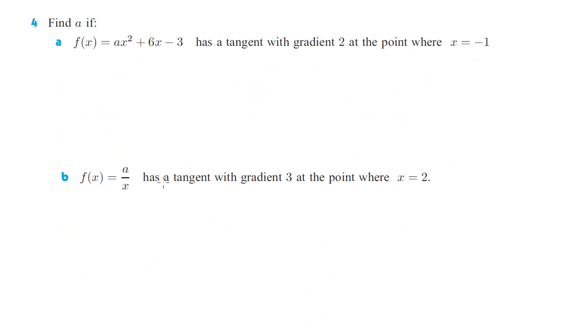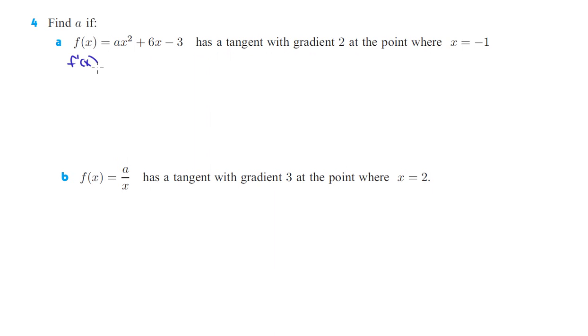Last one. Number 4. Find a, this value here, if this has a tangent with slope of 2 at the point where x equals negative 1. So we know the slope of the tangent is 2, so we know we're going to have to do the derivative at some point. So let's try that out and see what it looks like.